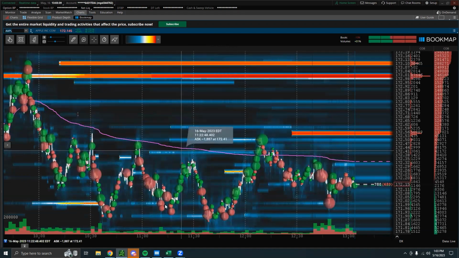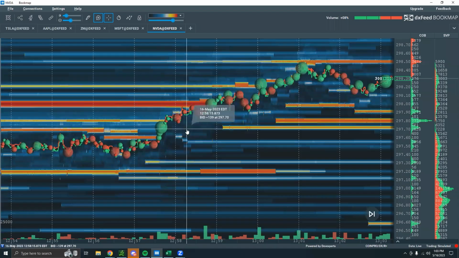And then if you really want to take it to the next level, you can actually download Bookmap's standalone platform, which is what I have. It's awesome. Like I said, it's basically like the Thinkorswim version of Bookmap, but on steroids.